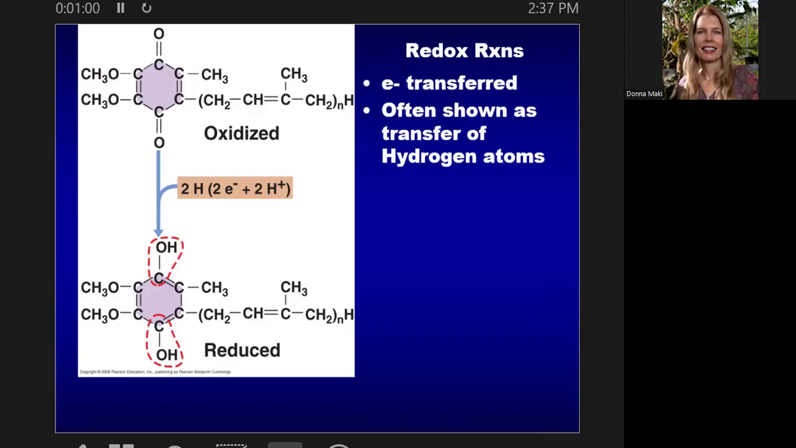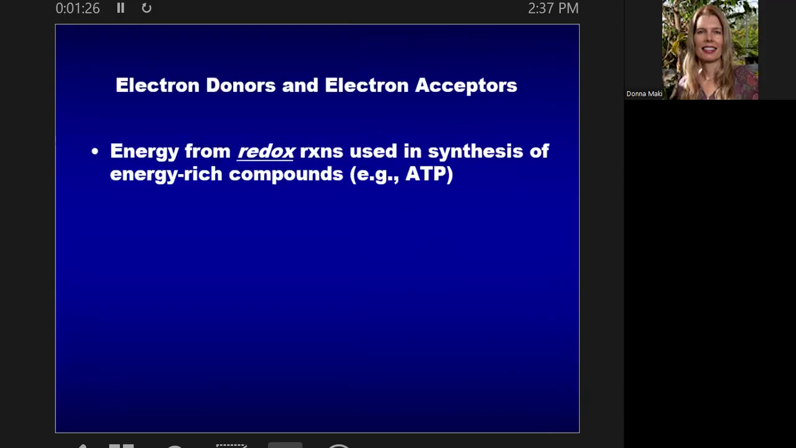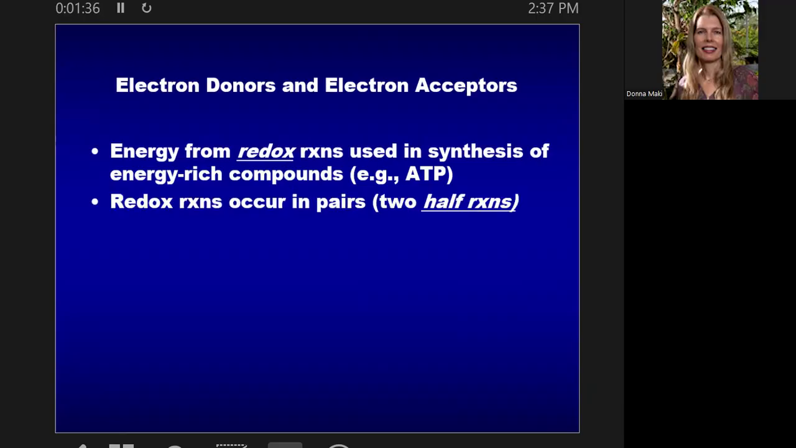So that's what they're showing here. They're showing the oxidized molecule up top, and then once something gains an electron, it's in the reduced state. And you can see they're showing the addition of the two hydrogens coming in to facilitate that process of oxidation to a reduced molecule. All right. So energy from these redox reactions is necessary for getting a lot of your ATP.